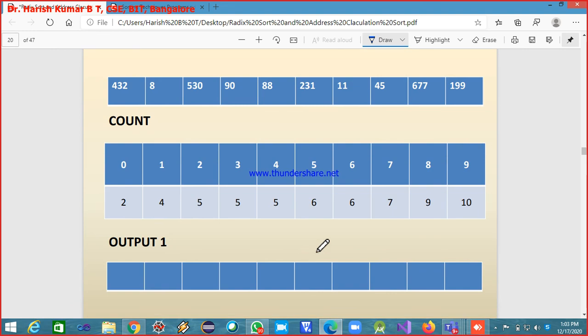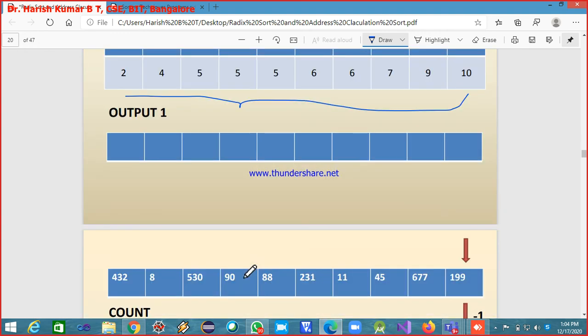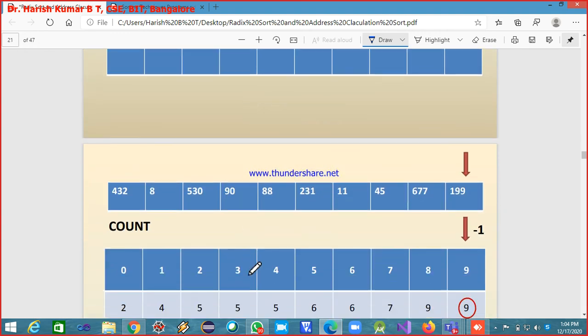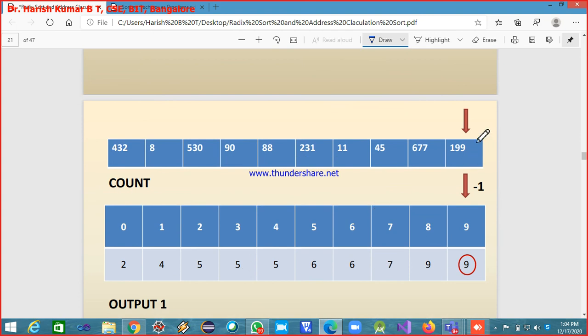Okay, so now after finding this cumulative count, we go for sorting the numbers based on the ones place. Now output 1 is still not written here. Let us start how to do it. So I will look here.